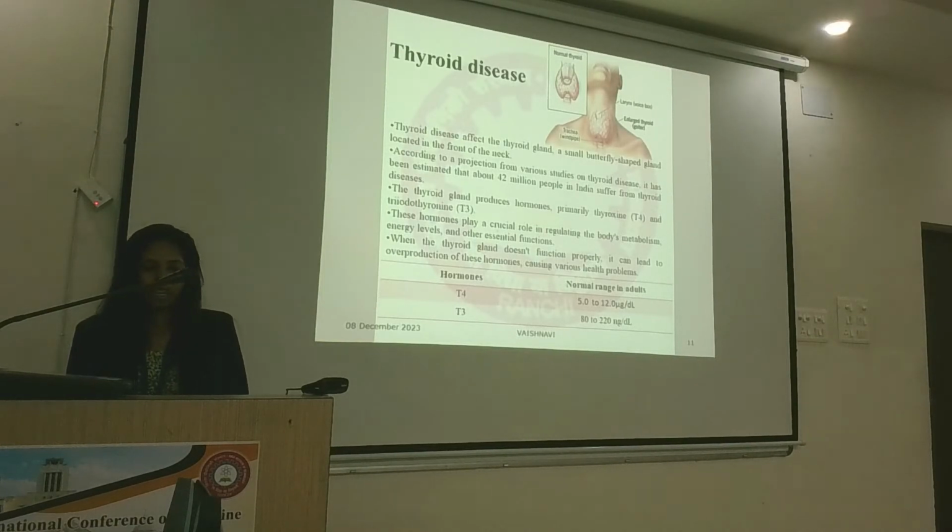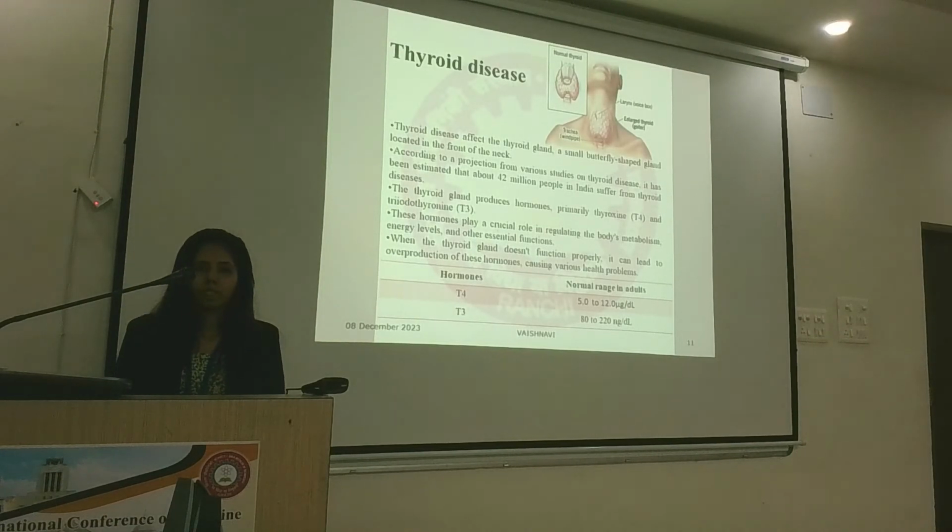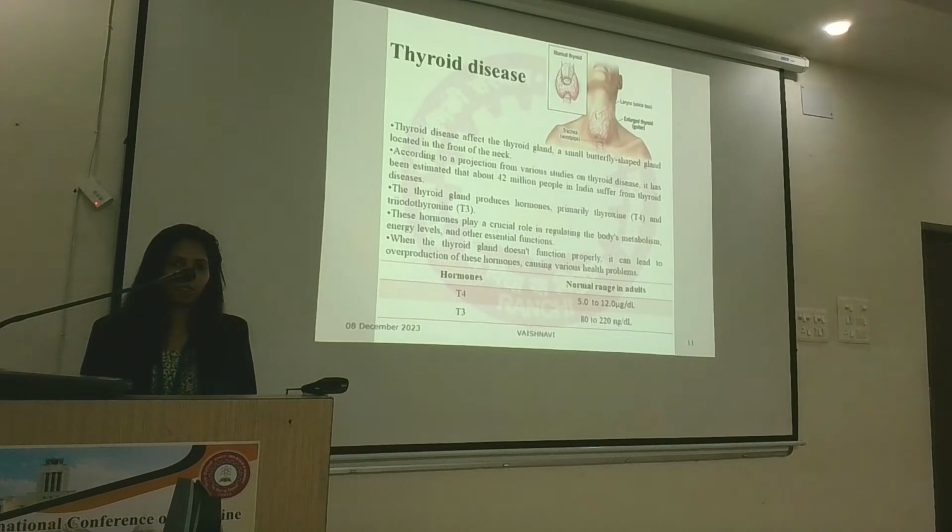Now, thyroid disease. Thyroid disease affects the thyroid gland. It is a small butterfly-shaped structure that is situated in front of the neck. In India, 42 million people suffer from thyroid disease. The thyroid gland produces hormones T3 and T4. T4 normal range in adults is 5 to 12 micrograms per deciliter, and T3 hormone normal range in adults is 80 to 200 nanograms per deciliter. These hormones play a crucial role in regulating the body's metabolism, energy, and other essential functions. When the thyroid gland does not function properly, it can lead to overproduction or underproduction of these hormones, causing various health problems.